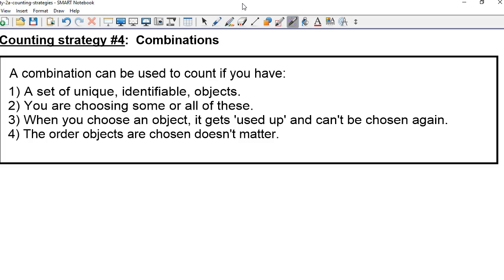Okay, so a combination can be used to count if you have a set of unique identifiable objects. You're choosing some or all of these. When you choose an object, it gets used up and can't be chosen again, and the order of the objects chosen doesn't matter. So same as permutations, except that the order doesn't matter. Okay, only 2 strategies to go.